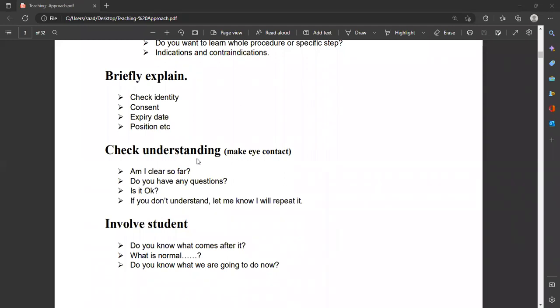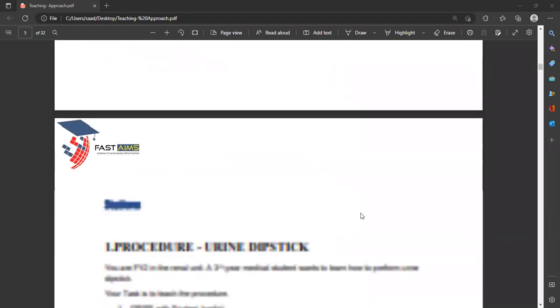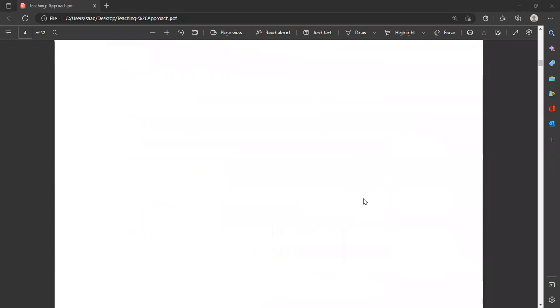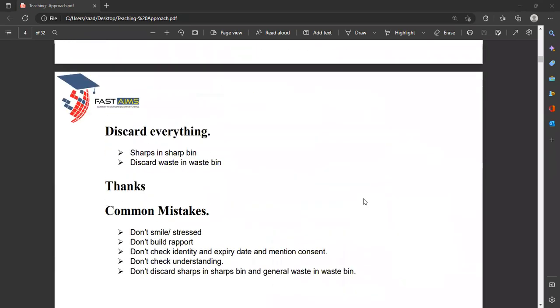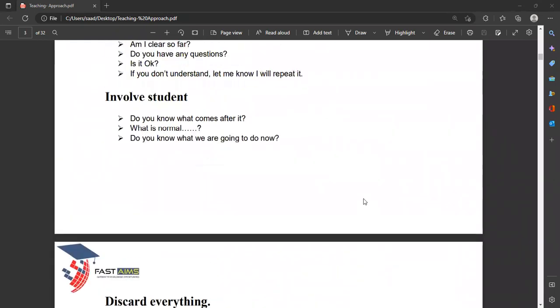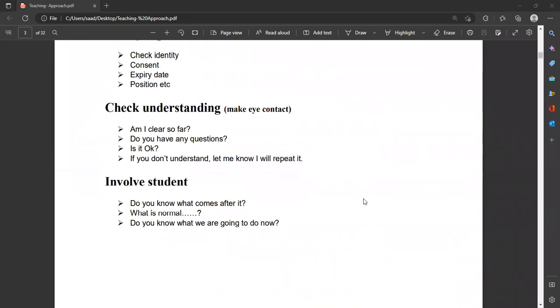However, in certain stations, like the urine dipstick, there will be an apron. I will show you the apron like this. There will be a roll. You have to just take one apron and then wear it like this. I will show you the videos as well, so that you have a better understanding of how to wear an apron. An apron comes in the safety part as well, because your safety and the patient's safety, these two things are a must. So you have to show that you are a safe doctor.